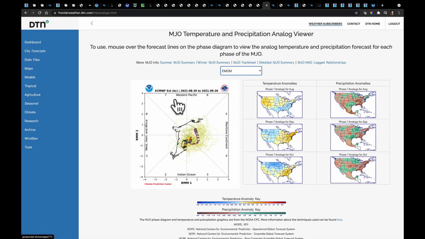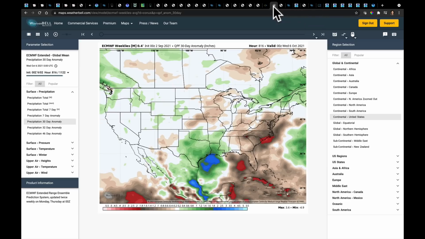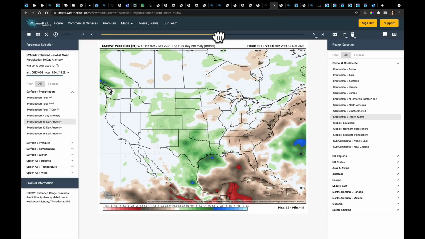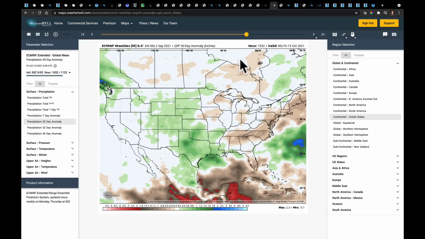Now, what's the translation of that? What are we going to do with that? Well, I want to look at the brand new European weekly forecast. And what I want to do here, this just came out, I was waiting for this to come out, is take you out to this time period right here. September 15th to October 15th.